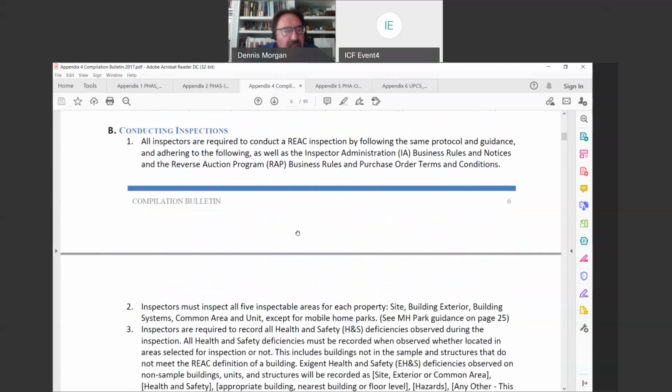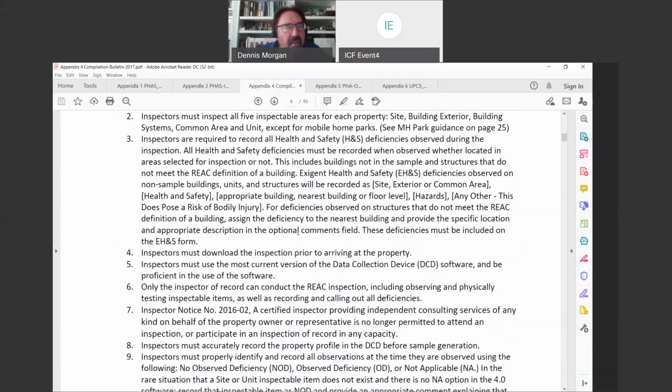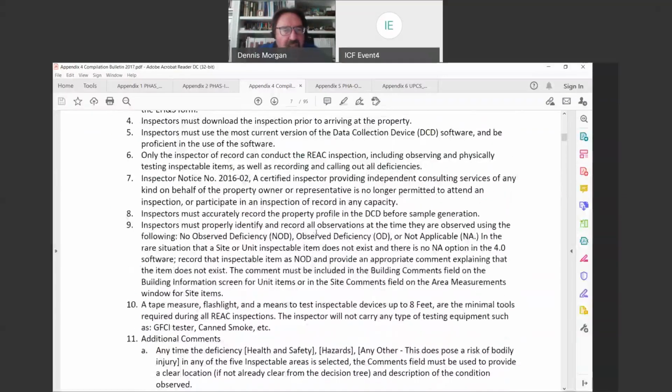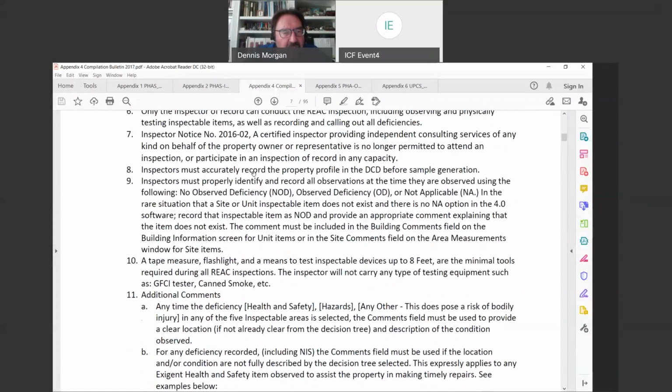In terms of conducting the inspection, he's going to be inspecting that property, and he's generally going to be recording the deficiencies as an NA, not applicable, NOD, no observable defect, OD, level 1, level 2, level 3, and an H&S if one exists on the property as well. And he's going to record that information as DCD. You should not be keeping information in some other source. That's all within this bulletin.